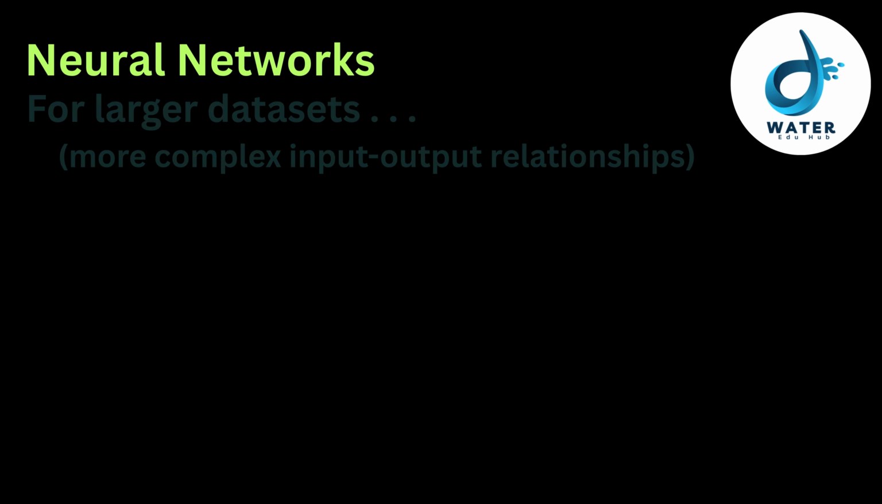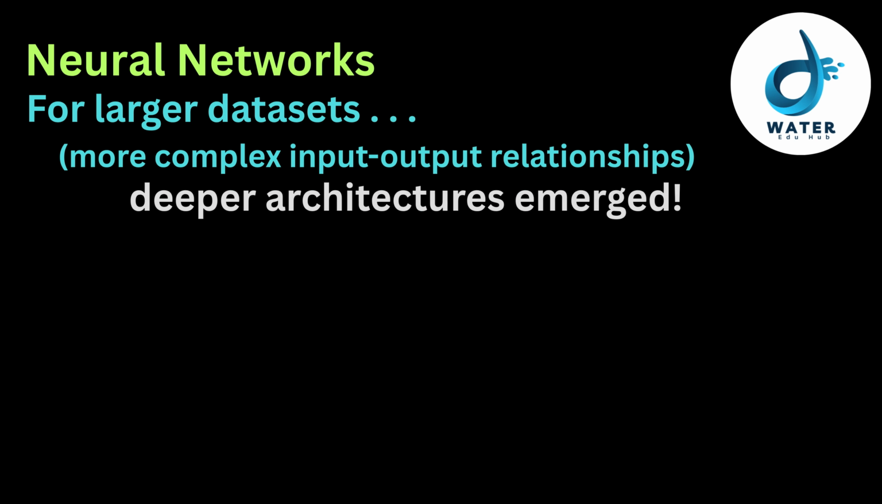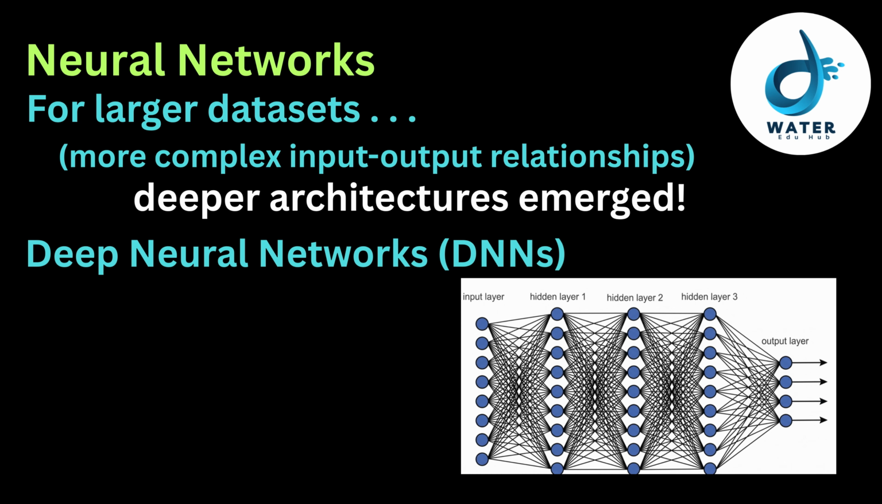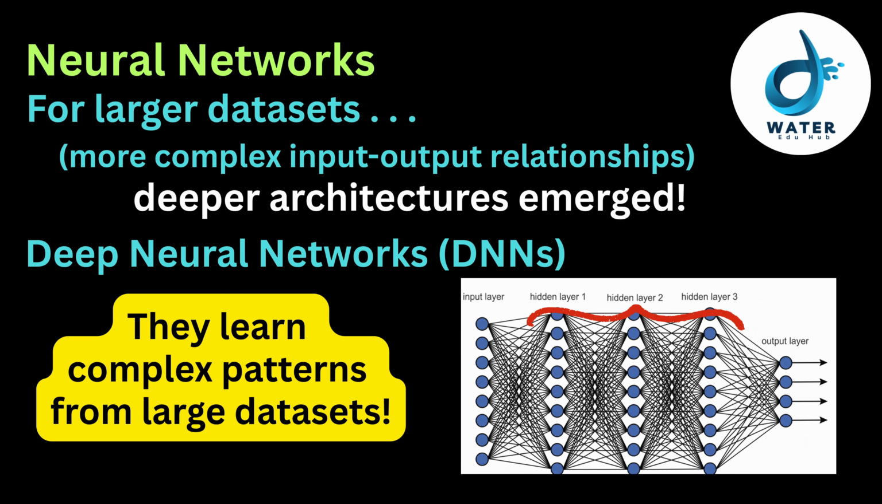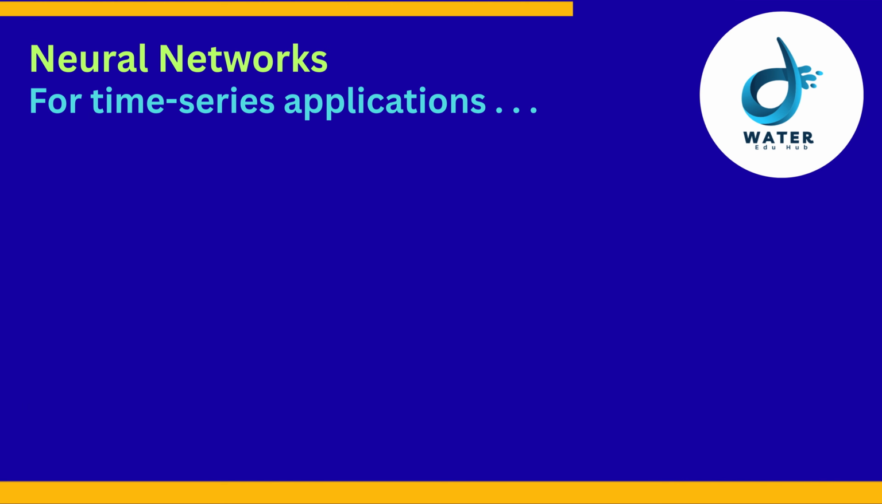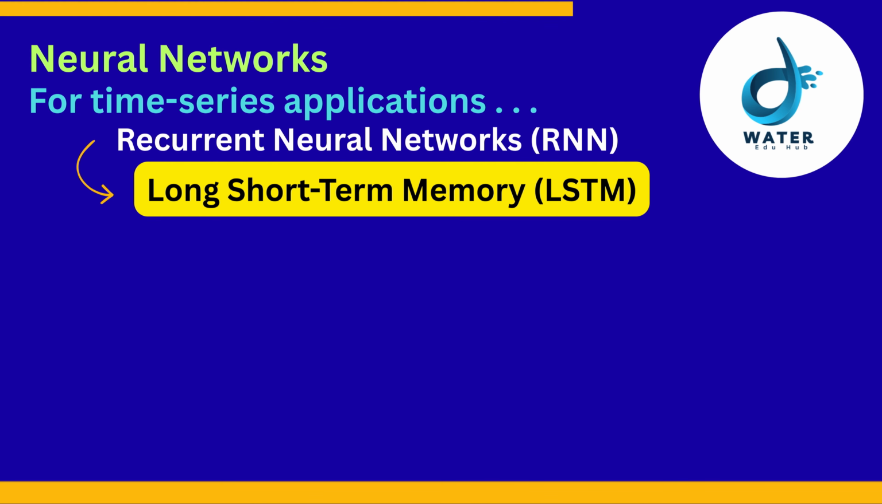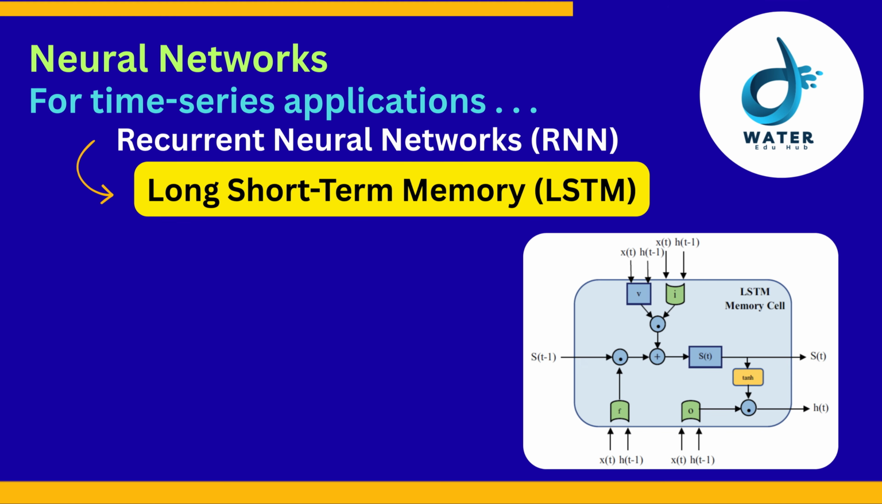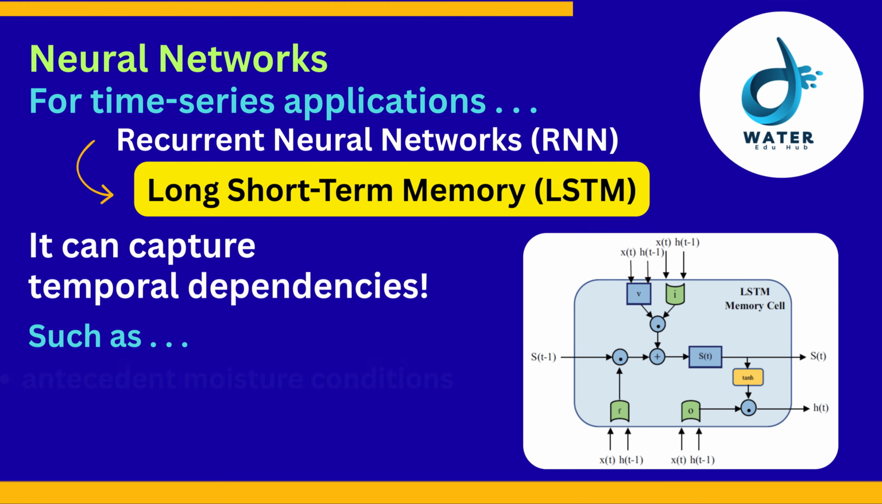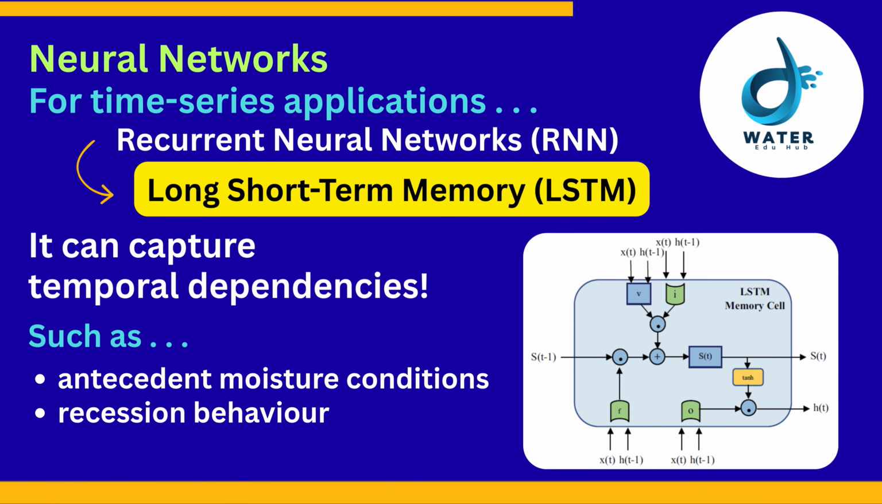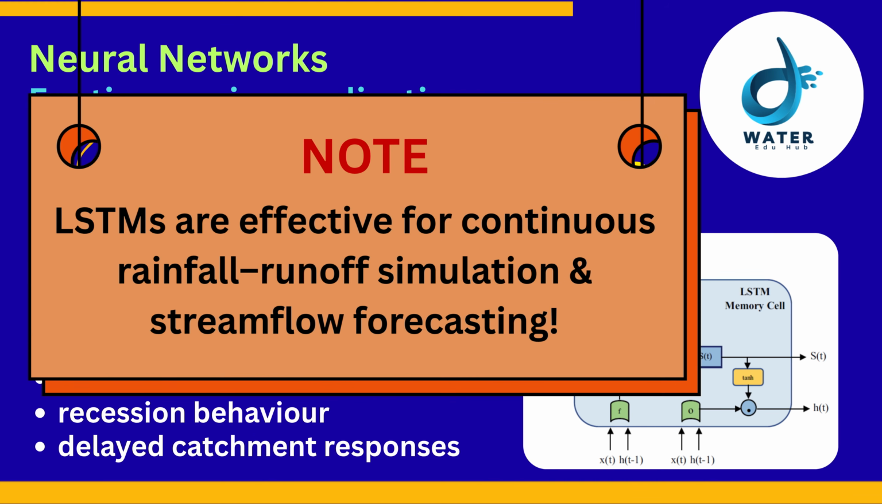As datasets have become larger, deeper architectures have emerged. Deep neural networks, or DNNs, use multiple hidden layers to learn increasingly complex patterns from large datasets. For time series applications, recurrent neural networks and particularly long short-term memory networks, or LSTMs, have become highly popular. Their memory structure allows them to capture temporal dependencies, antecedent moisture conditions, recession behavior, and delayed catchment responses. This makes LSTMs particularly effective for continuous rainfall runoff simulation and streamflow forecasting.